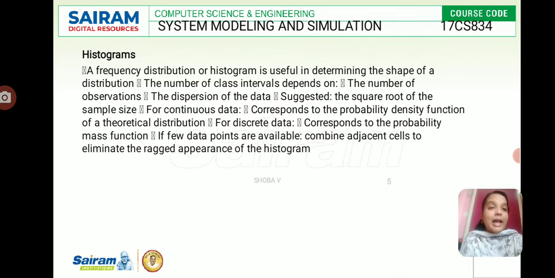The number of class intervals depends on the number of observations and the dispersion of data, and the square root of sample size has been suggested. For continuous data, it corresponds to the probability density function of a theoretical distribution, and for discrete data it corresponds to the probability mass function. If few data points are available, we have to combine adjacent cells to eliminate the ragged appearance of the histogram.